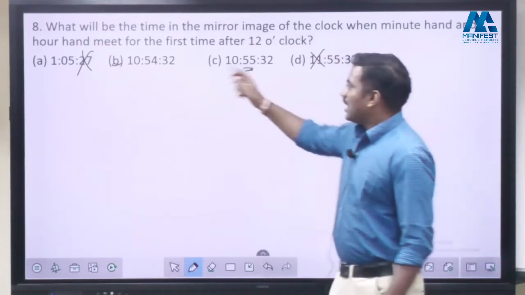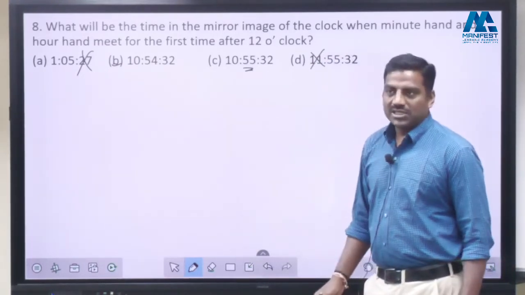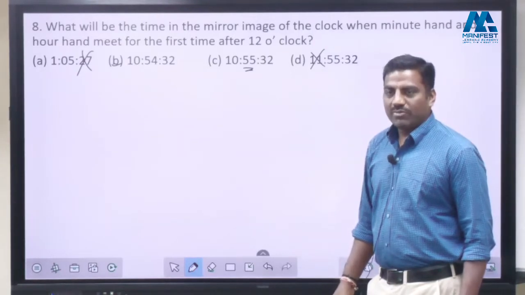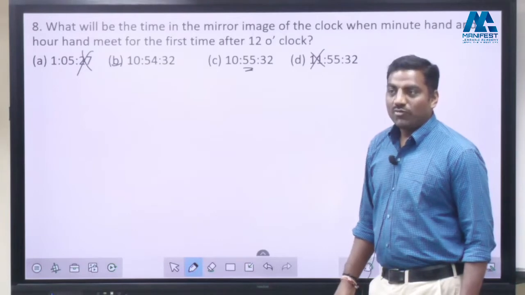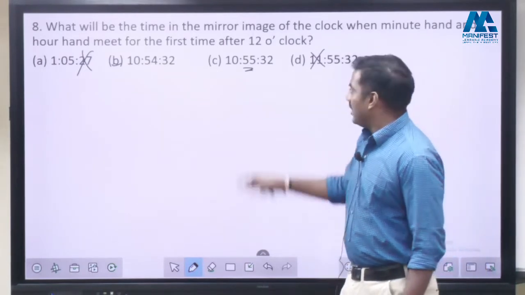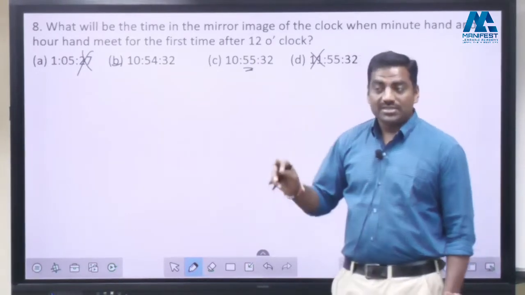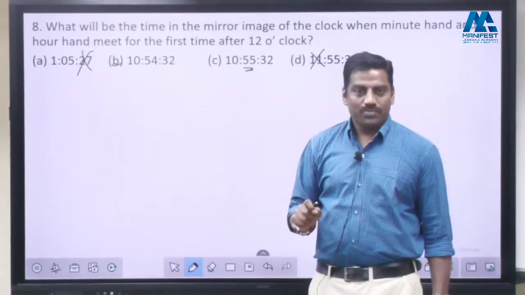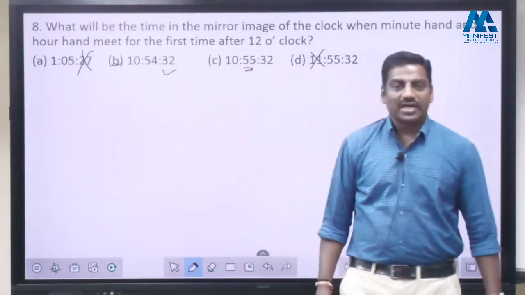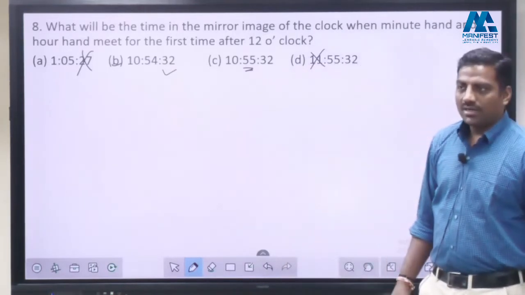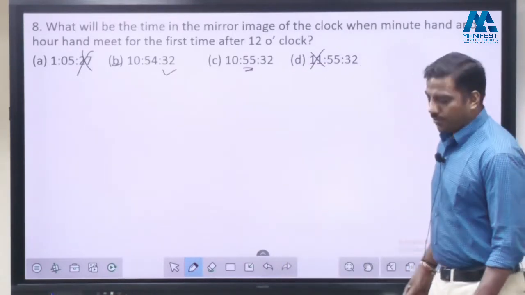Now, the option is between this one. And with our imagination, we can say the minute hand is between 10 and 11. When it is between 10 and 11, it has definitely not crossed 55. So it is just before 55. So without calculation also you can get the answer. Done? But your imagination has to be proper.